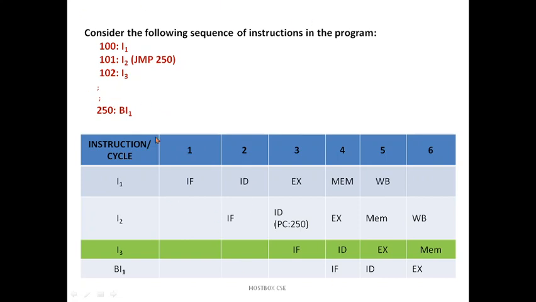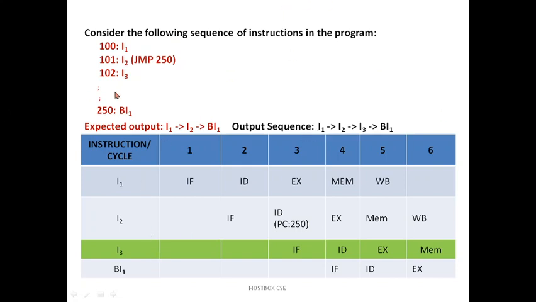But here, in a control hazard, a problem arises. A conflict arises: it executes I1 and I2, and after executing I2 it goes and executes I3, which I colored in a different color. It executes I3, a wastage of time, and only after that goes to the branch instruction BI1. So the expected output is I1, I2, BI1, but we are getting the output in the form I1, I2, I3 and BI1.